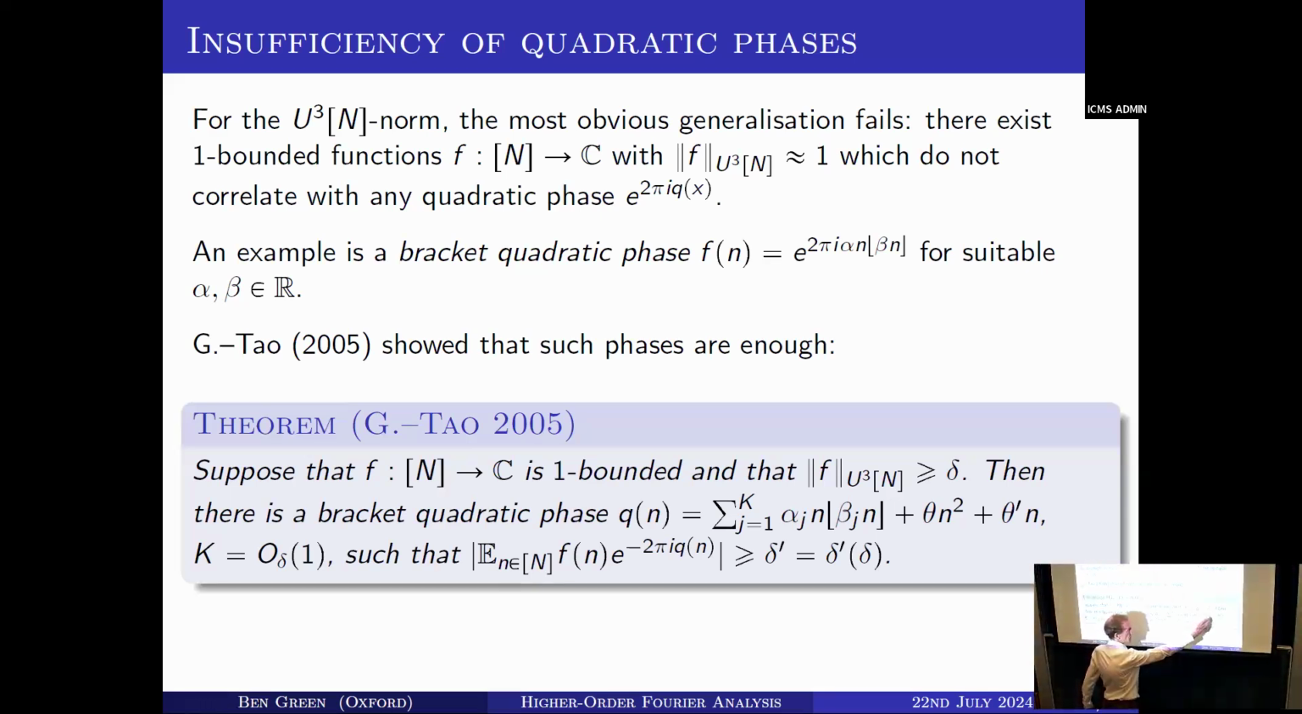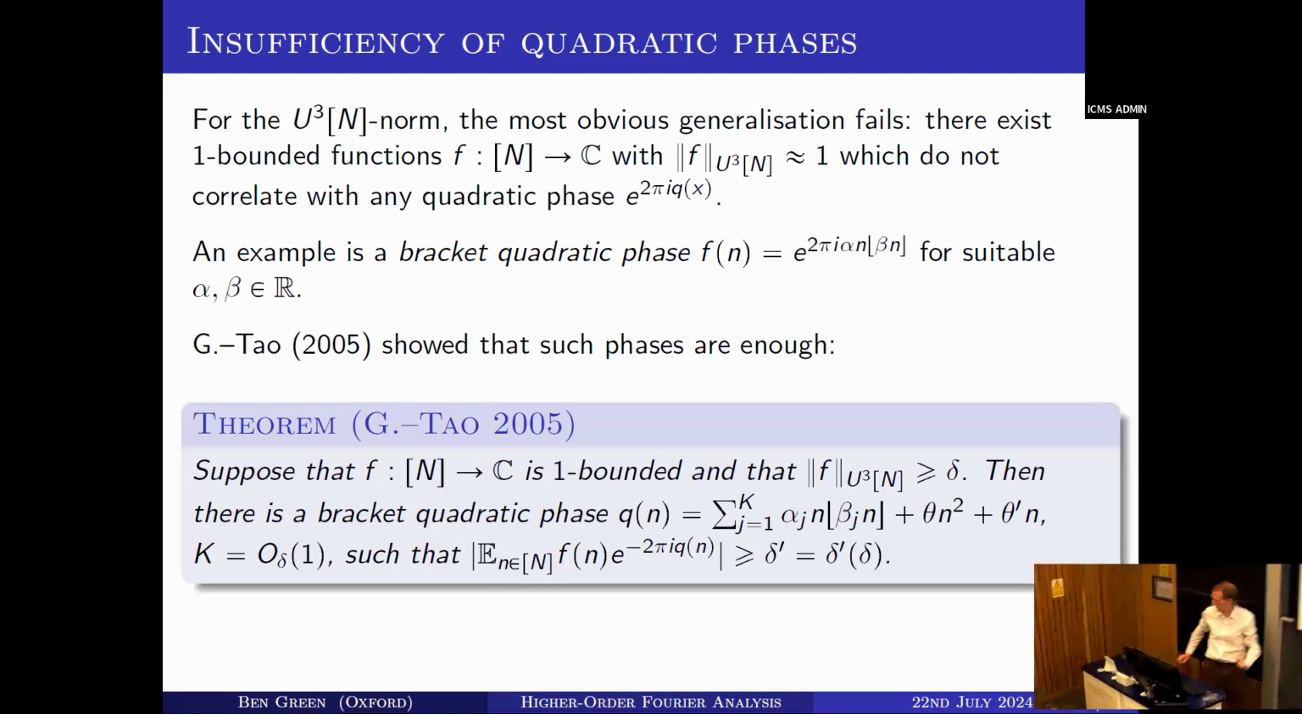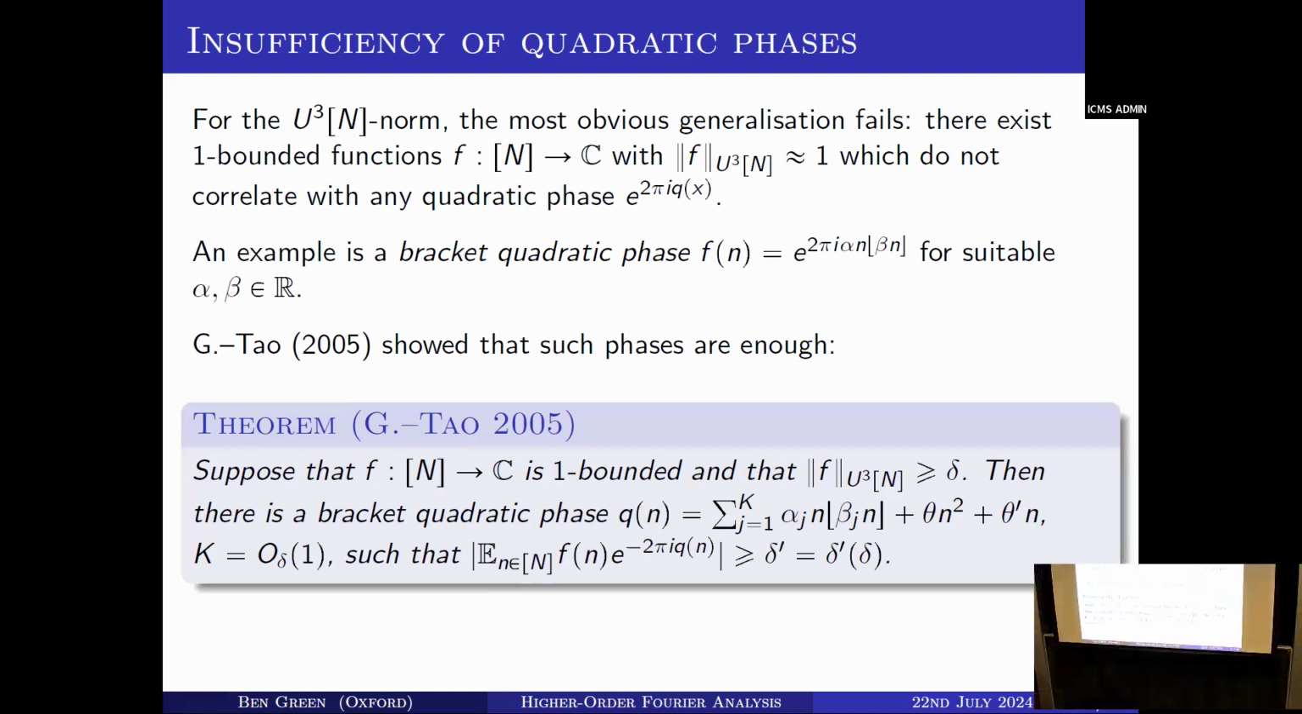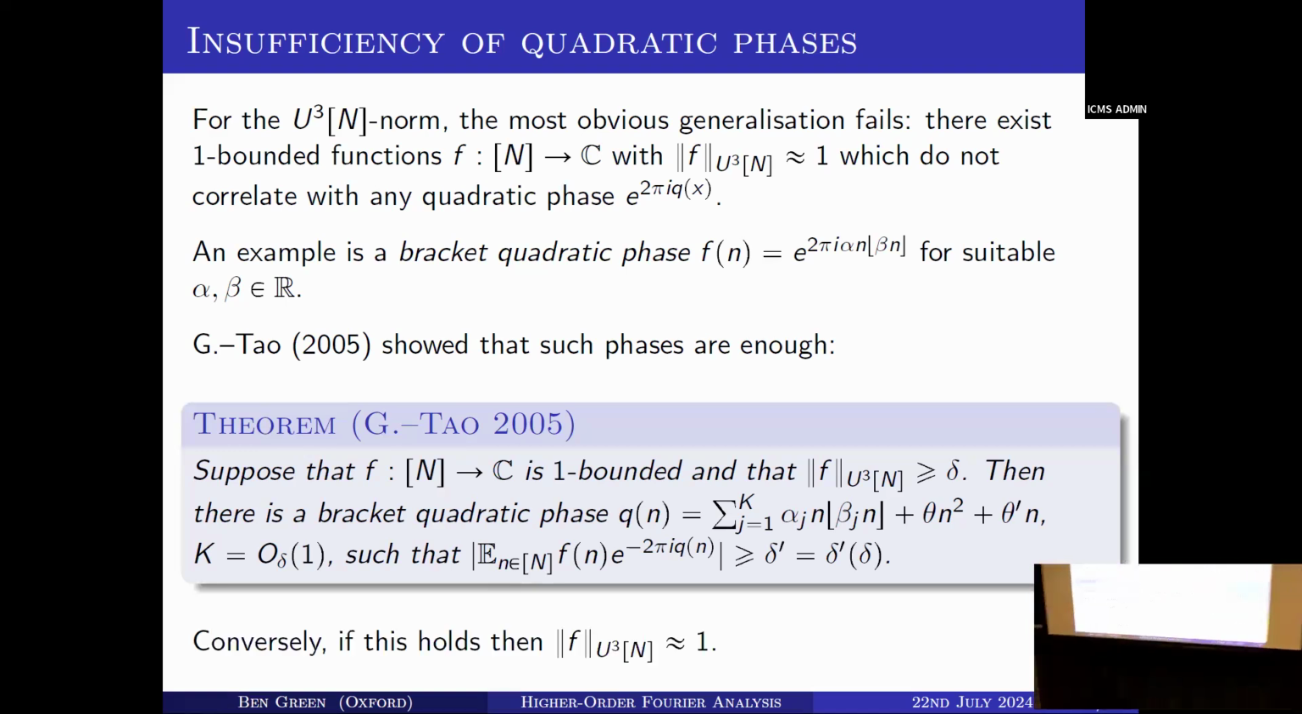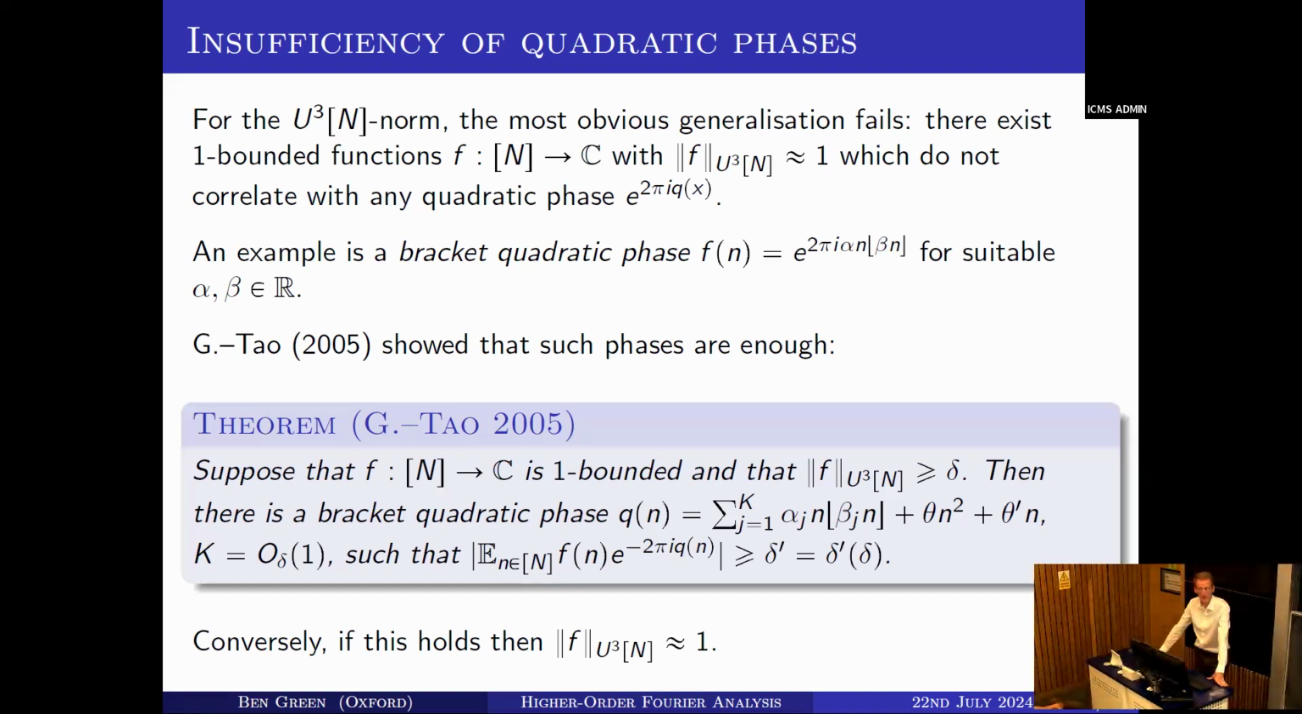And I've thrown in some actual quadratic and linear terms as well. And so if you've got large U3 norm, there is a bounded complexity bracket quadratic phase such that f correlates with that phase. And that is also necessary and sufficient. So if conversely you correlate with such a phase, then you have a large Gowers U3 norm. So in some sense, that's the answer to the question.